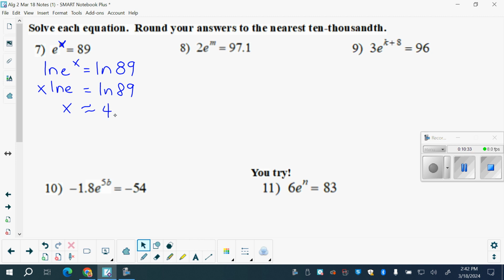And what do we get? 4 point. Yep. Questions on that? If you have a question on where that ln e went to, ask me, because I know I've given you a lot of information here, a lot of new stuff. I'm happy to talk about it. If you decide you want to ask me later, that's fine. Okay, so what do we do first on number 8?